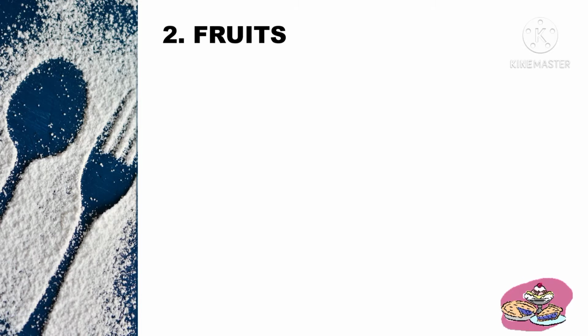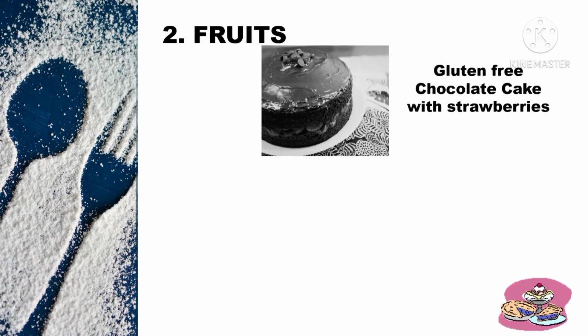When using fruit fillings, a piping of icing is applied on top of the layer around the outer edge of the cake to act as a dam to hold the filling in the middle of the layers. Fresh fruits can also be added between the layers. However, this kind of cake should only be assembled within a few hours of eating it. Example of this is the gluten-free chocolate cake with strawberries.